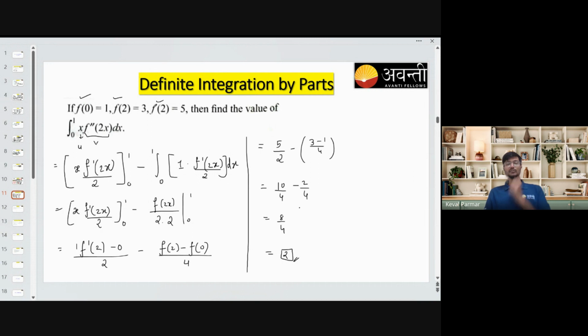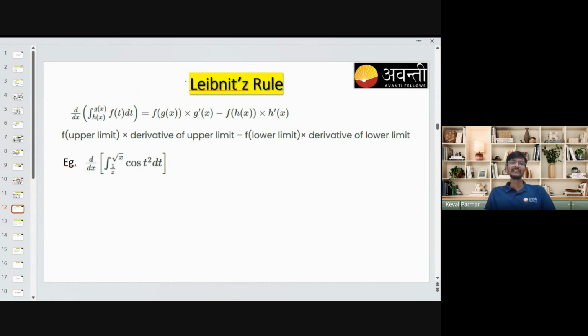Right, guys? So this is the way how we use integration by parts. I hope you know it. This is just a revision. Next is the Leibniz rule. So Leibniz rule is basically derivative of integration. So here we take, like we integrate the function and then take the derivative. Instead, Leibniz said, let's do it directly. How to do it directly? So derivative of integration of a function is equals to, I want you to remember this. This is much easier to remember.